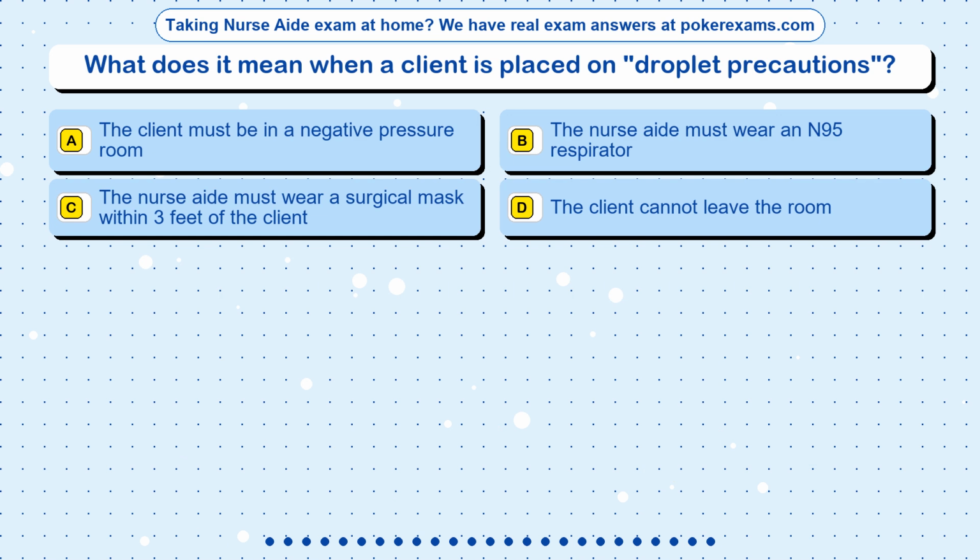Question 23. What does it mean when a client is placed on droplet precautions? Option A. The client must be in a negative pressure room. Option B. The nurse aide must wear an N95 respirator. Option C. The nurse aide must wear a surgical mask within 3 feet of the client. Option D. The client cannot leave the room.